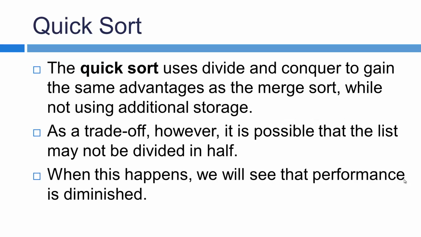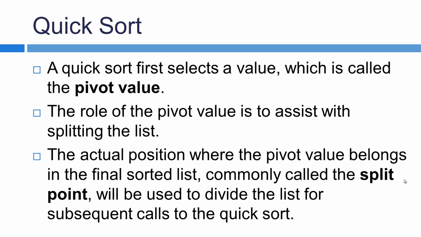To formally describe it, Quicksort uses divide and conquer to gain the same advantages as merge sort while not using additional storage. As a trade-off, however, it is possible that the list may not be divided in half. When this happens, we're going to see that performance is diminished.